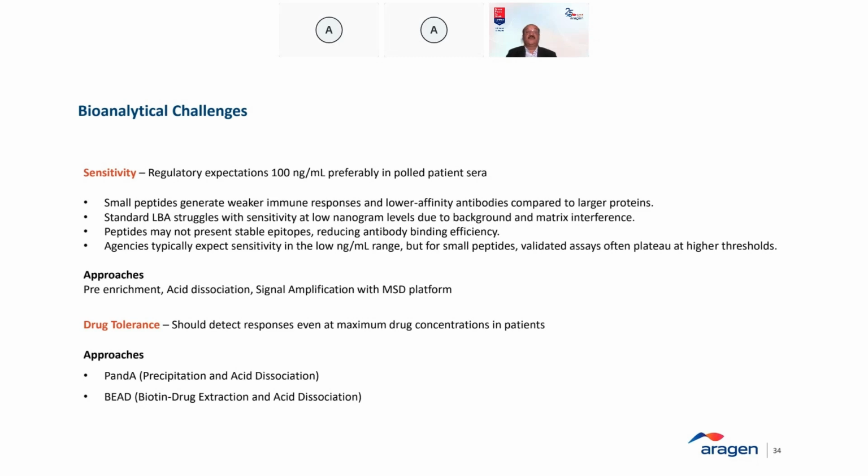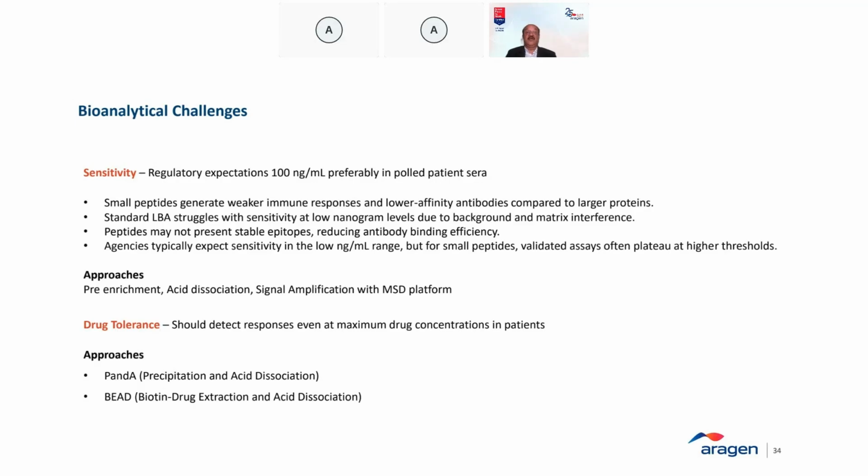So the approaches that our team takes are pre-enrichment, acid dissociation, and signal amplification with the MSD platform. In our experience, we have seen that MSD gives the highest sensitivity and also reduced background that is required for looking at the immunogenicity of peptides. And I'm going to share a case study in a short while.